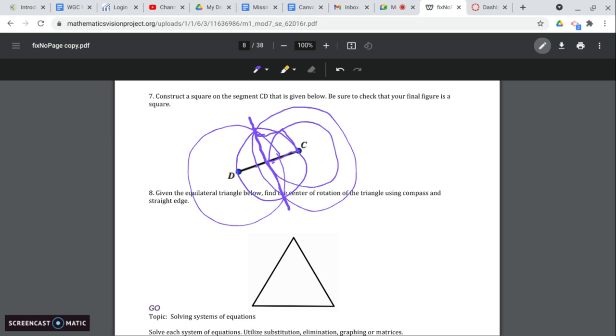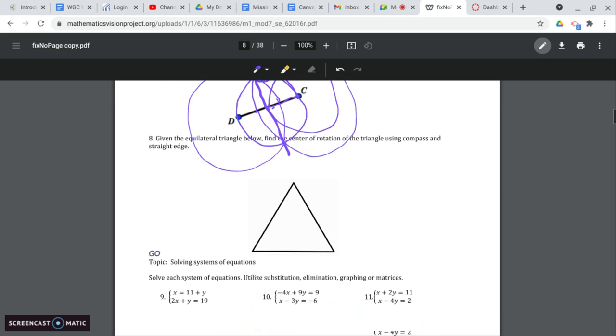Now, for 8, given the equilateral triangle below, find the center of rotation of the triangle using a compass and straight edge. So what this means is to find the center of rotation, it's finding the exact center. So what we want to do is bisect each side of the triangle. Where they intersect, that's the center.